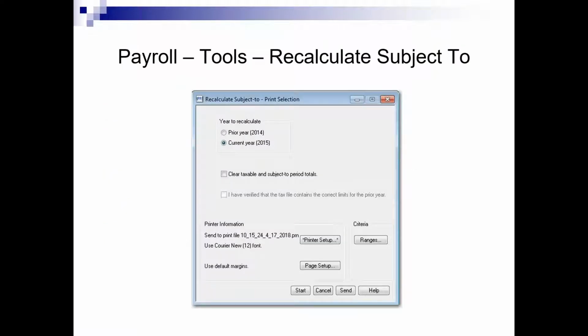And again, here is the screenshot of this. One of the things I didn't point out, this grayed out box right here, if you go backwards to a prior year and have to recalculate, this checkbox becomes activated, and you need to double check if you've made any changes to your tax IDs as far as limits are concerned. You need to make sure that you change those back before you run this program so that you can check this box that you verified that the tax file represents that prior year.